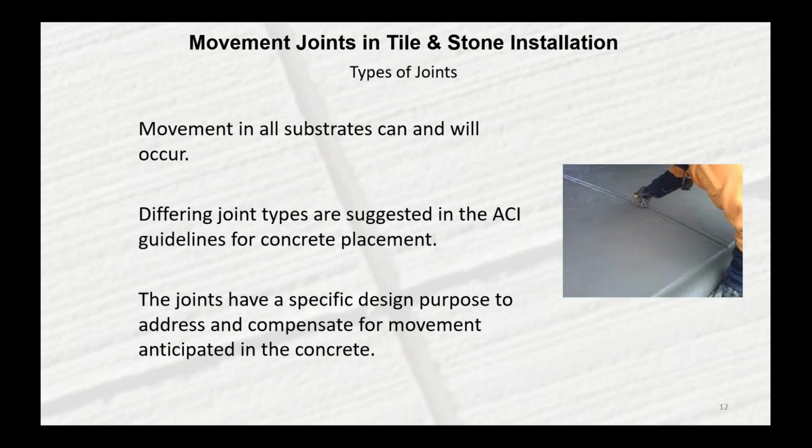Movement in all substrates can and will occur. Different joint types are suggested by the ACI, American Concrete Institute, and there are guidelines for concrete for proper joint placement. They have specific design purposes, and they're to accommodate movement and anticipate what's going to occur in the concrete. We'll get into that a lot more specifically. We'll discuss the most common types of joints and their purpose as defined by the American Concrete Institute's ACI CT-18, which is concrete terminology.